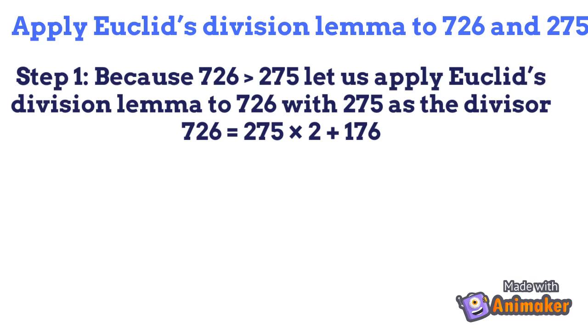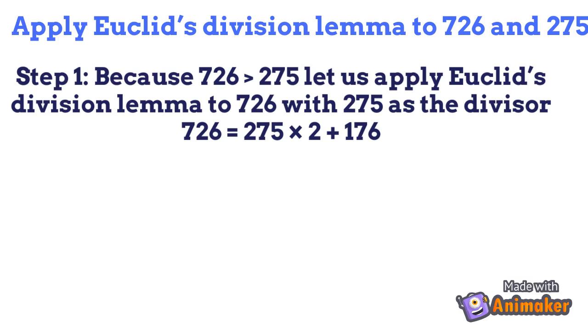Let's see some examples of Euclid division. Let's apply Euclid division to two numbers, 726 and 275. I have explained step by step in this video. Let's see the first step. 726 is greater than 275, you can see that, right? So 726 will be your dividend and 275 will be your divisor. So you have to make it like in division, where you have to make your result 0 with no remainder. You have to do the same thing here.